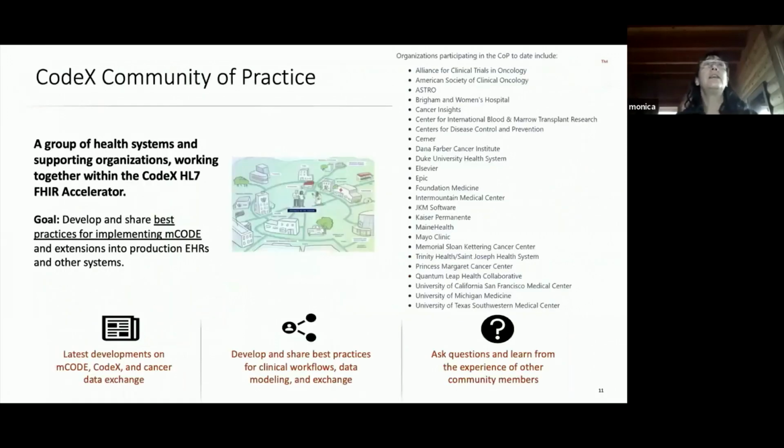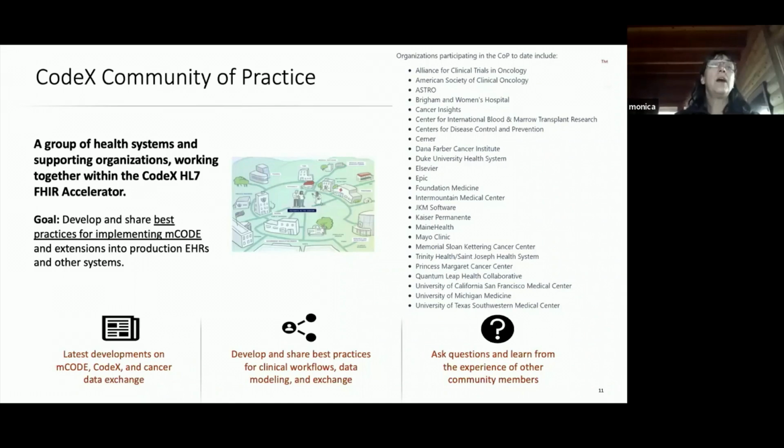Codex has within it something known as a community of practice, which is a group of health systems and supporting organizations that are working together within this Codex FHIR Accelerator community to develop and share best practices for implementing mCODE and its language extensions as it grows into production electronic health records and other systems. You see here on the right a list of organizations that are currently participating in the community of practice, and it continues to grow daily.